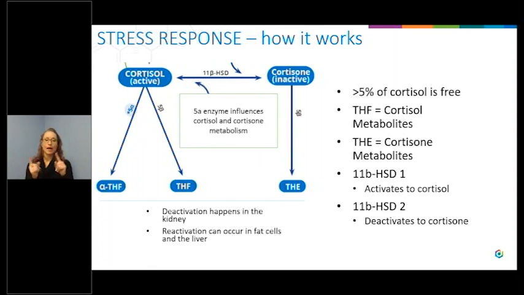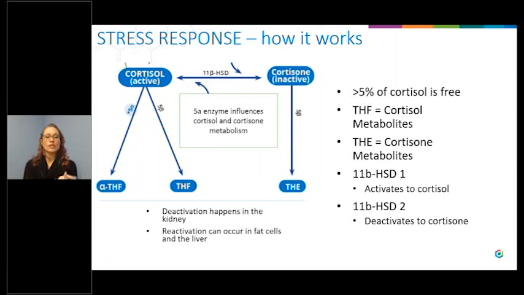The 11-beta-HSD1 enzyme activates to cortisol, whereas the 11-beta-HSD2 enzyme deactivates to cortisone. And when we're looking at this, cortisone as a metabolite ends up being THE, and cortisol as a metabolite ends up being THF. So when we're looking at metabolites, this is like that overall production of that free cortisol, and we're looking at what's active and what is inactive.